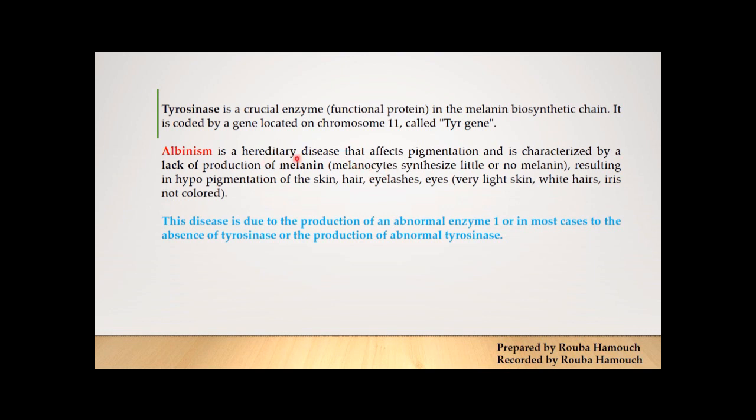melanin, in the case of albinism, these melanocytes synthesize little or no melanin, thus resulting in a hypopigmentation of the skin, hair, eyelashes, and eyes. Meaning, the albino individual has a very light skin, white hairs, and iris not colored.